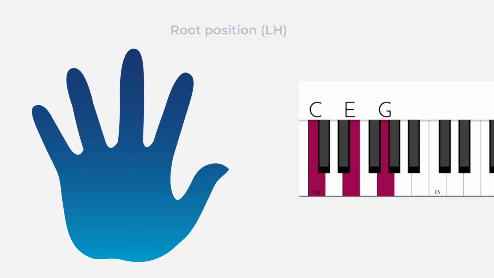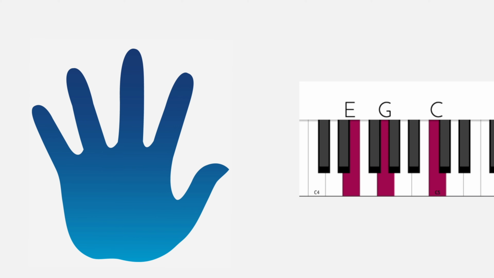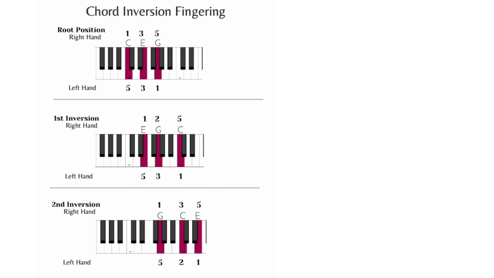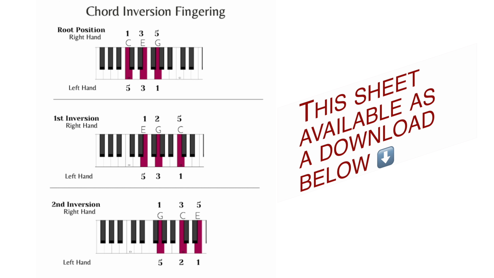Now our left hand root position chords are played with 5, 3, 1, just like the right hand. Then when we invert it to first inversion, we play again with 5, 3, 1, and then second inversion is 5, 2, 1. Again, these aren't hard and fast rules, but do it the standard way first, and then you can change it as needed.